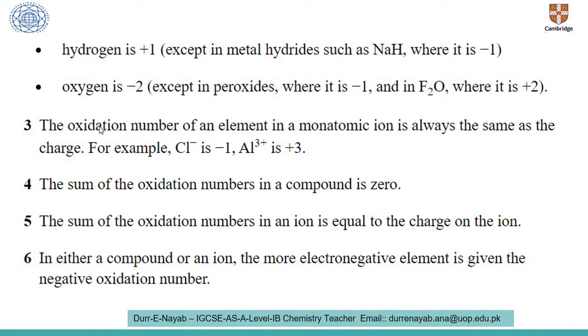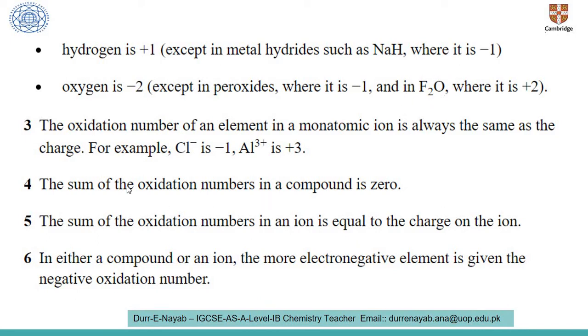Then we discussed the oxidation number of some elements which exist in a monoatomic ionic form, which will always be the same as the charge. You can see chlorine will be -1. For aluminum, that will be +3. Now the sum of the oxidation numbers in a compound is 0. For the whole compound, the sum of the oxidation numbers is 0.